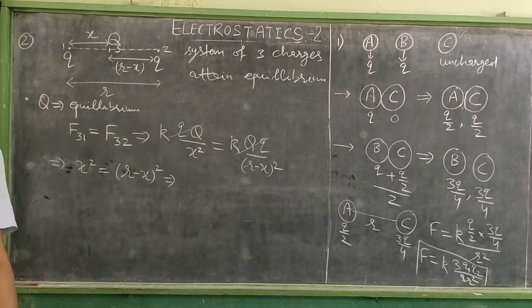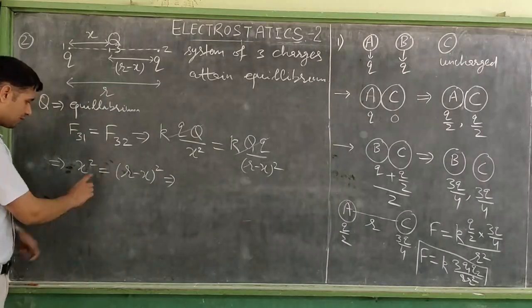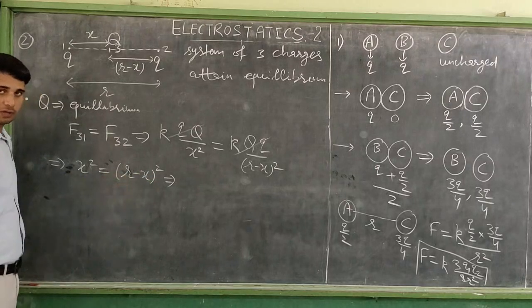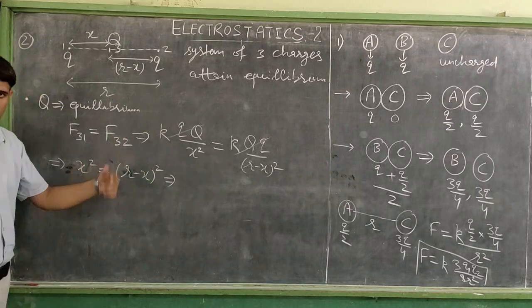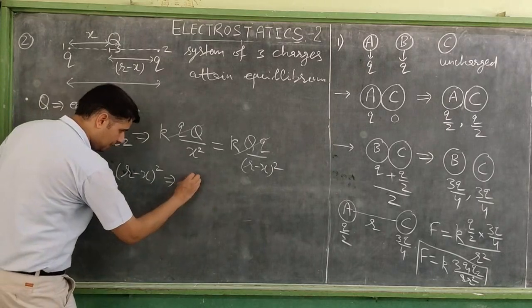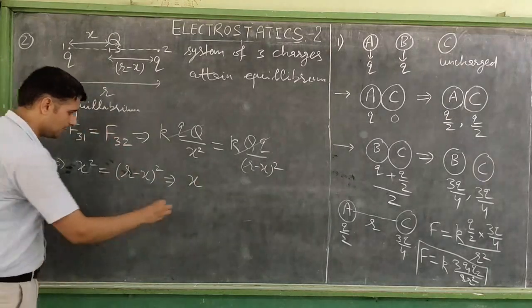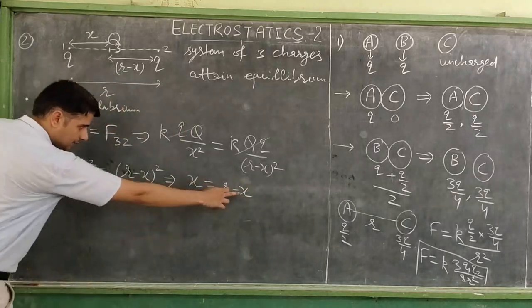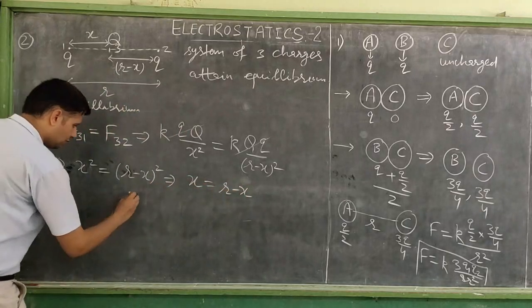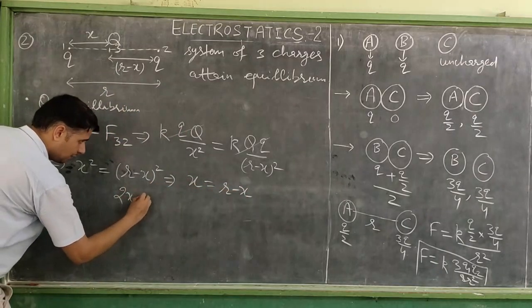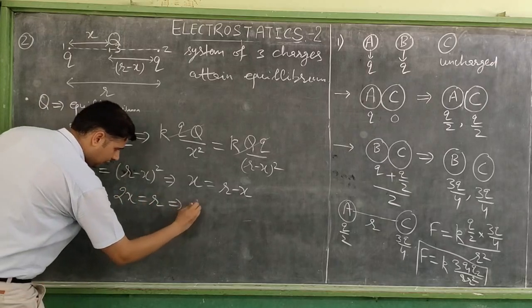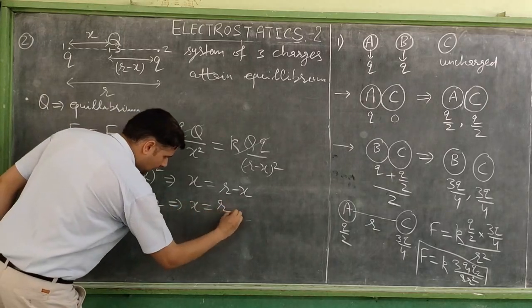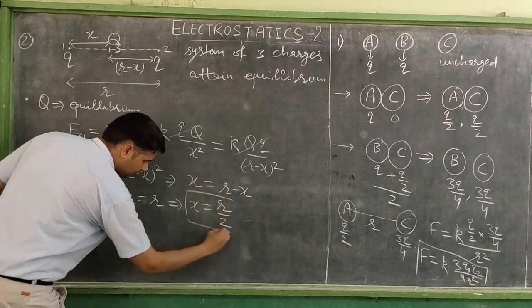So I think you must have solved this. So how can we write? x square equals (r minus x) whole square. So, taking the square root of both sides, one of the roots we can write is x equals r minus x. And this x, bring to the left-hand side, so 2x will be equal to r, or we can say x will be r divided by 2.